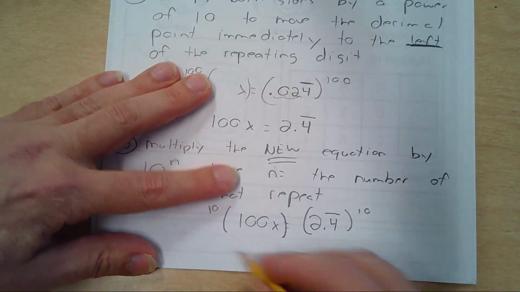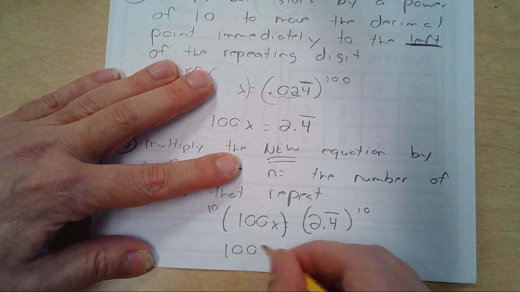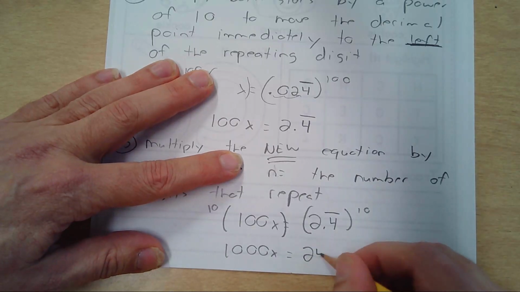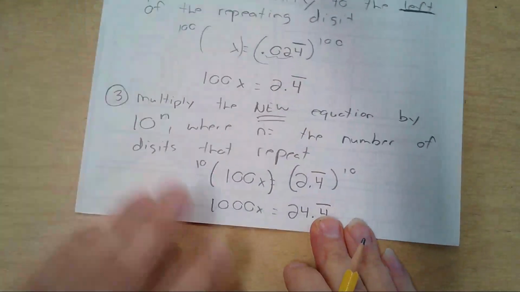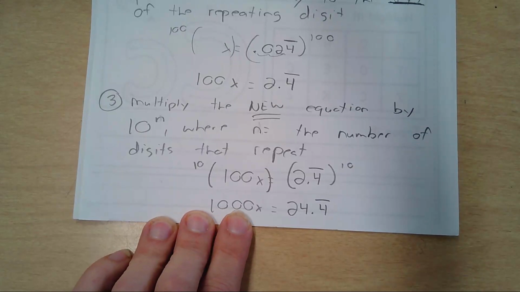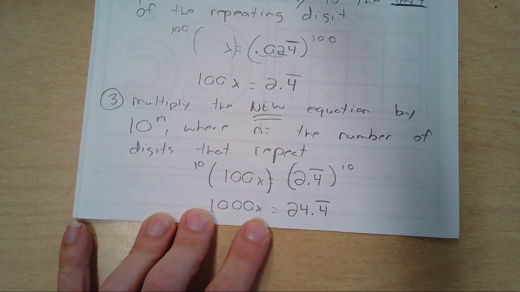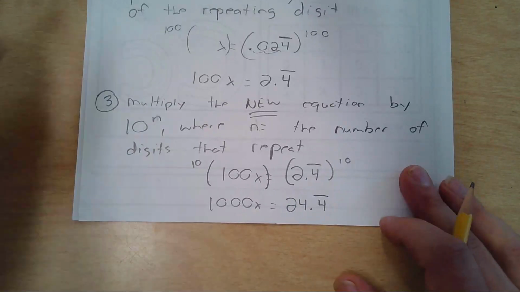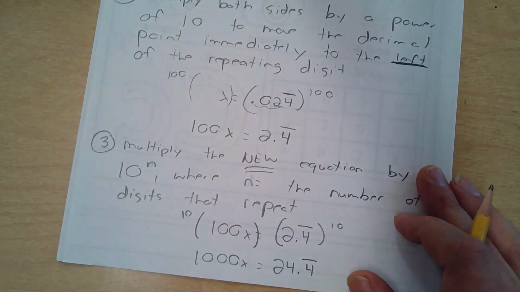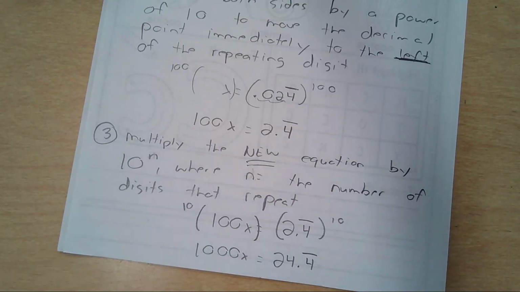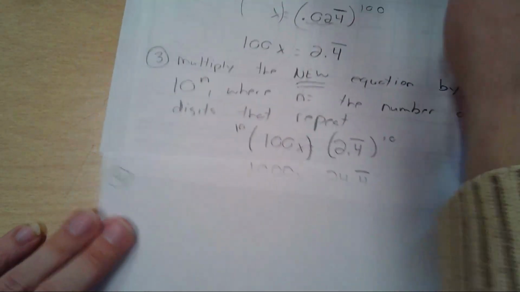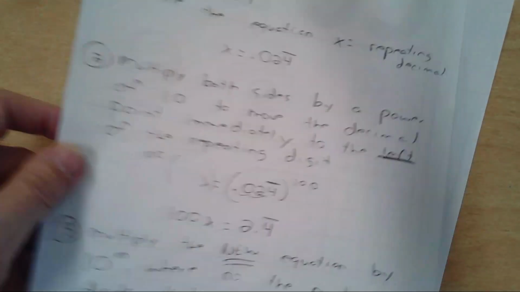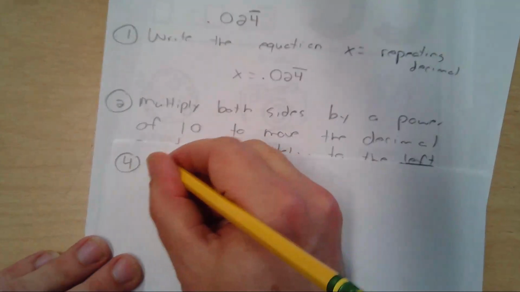So now I have 1000x equals 24.4 with the 4 repeating. Okay. And now to finish it, it's going to be the same. Okay. I'll give this all to you in just a minute. 4.